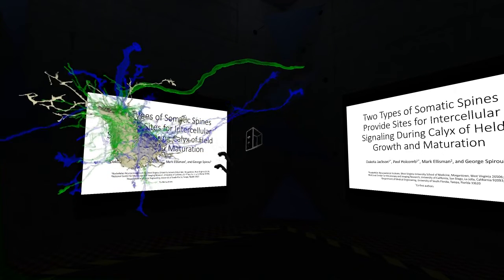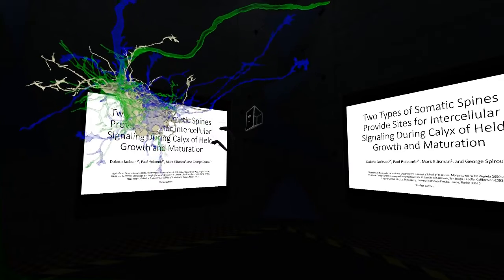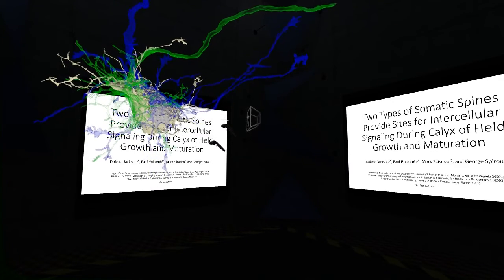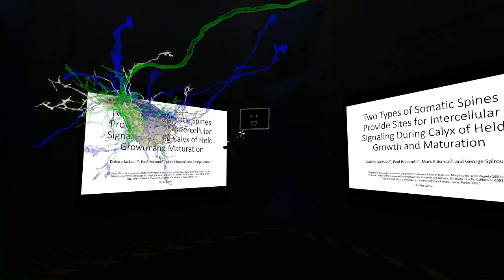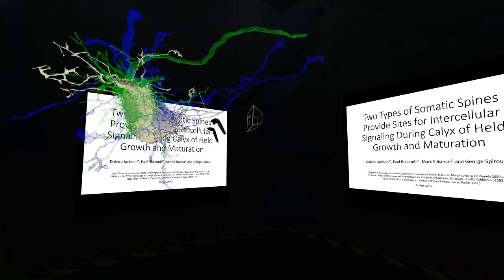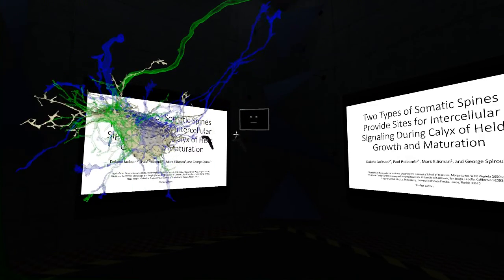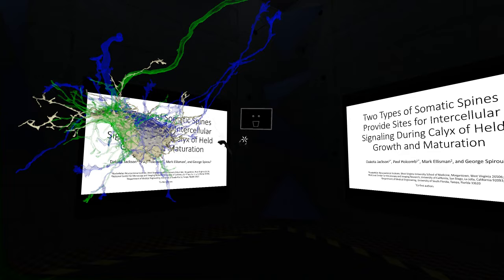And these are the calyces of Held, the blue and the green, competing for innervation of the postsynaptic cell depicted in beige. I'll walk you through the key points of the study while exploring selected 3D image volumes used in data analysis. At any time, please feel free to pause the narration, and you do that just by reaching out and grabbing the data. You can resize it and inspect it. We hope you agree that the presentation format is a 21st century solution for efficient communication of science.